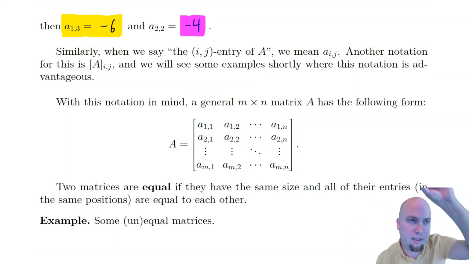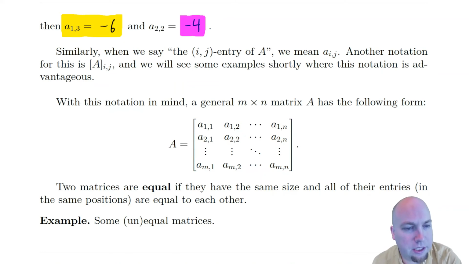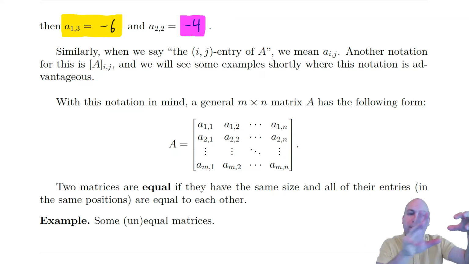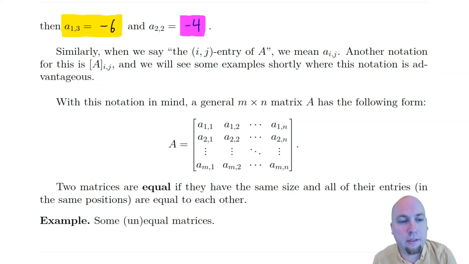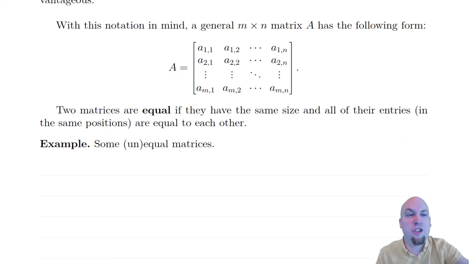And then the entry in the first row, second column, that's A12, and so on. The first row, nth column is A1n. Second row, first column, that's A21, and so on. All of these are just the notation that we just defined for this particular entry. So that's one way of explicitly writing down what a general matrix looks like.